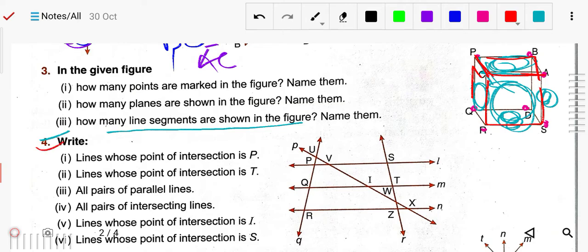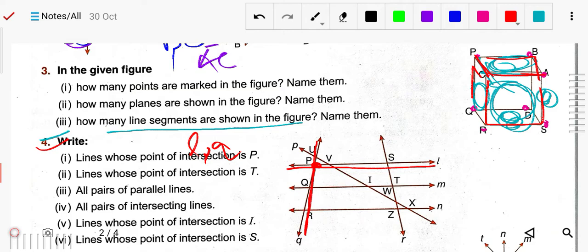Okay, now number 4, write the lines whose point of intersection is P. You have to write the lines whose intersection is P. So check that at P which lines are intersecting. Okay, so now at point P you can check the lines whose intersection is P. Okay, so you can see this L. Here is the P, and this is the Q, and this is the L. Its intersection is P, so its answer will be L and Q.